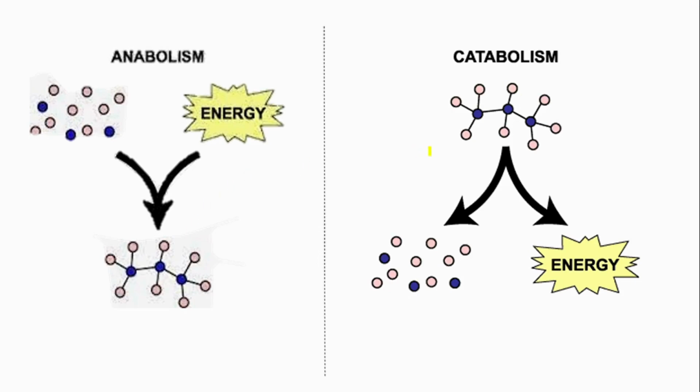We have two actions that can be performed by an enzyme. We have anabolism and catabolism. Anabolism is connecting particles, catabolism is breaking. And you should know what happens to energy. So energy is used in anabolism, catabolism releases energy.